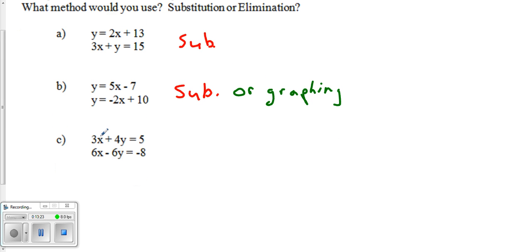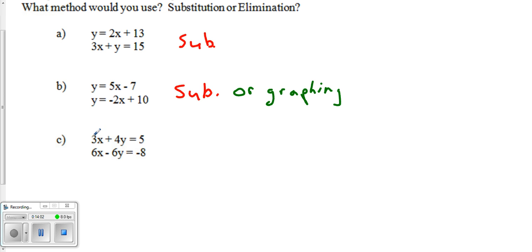Now in this case, 3x plus 4y equals 5, and 6x minus 6y equals negative 8. None of these variables are going to be very easy to get alone. If we tried to get this x alone up here, we'd have to divide everything by 3, so we'd have like a 4/3 y. If we tried to get the y alone, we'd have to divide by 4, so it'd be a 3/4 x. If we tried to get either of these alone, we'd have to divide by 6, which wouldn't be too bad for the variables, but then we'd have a negative 8/6. So again, probably wouldn't be so easy to get one variable alone and try to substitute.